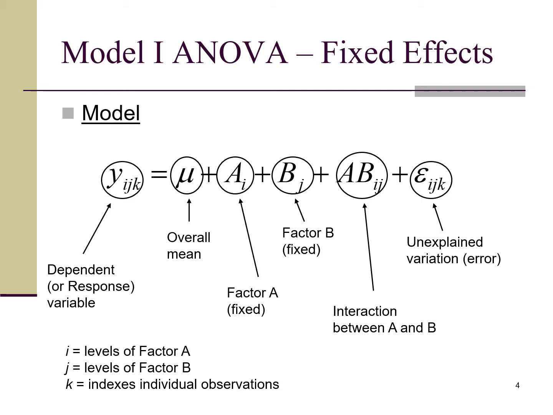We have the factor or the effect of factor A, which is fixed. We have the effect of factor B, also fixed. And then we have a term to represent the interaction between A and B. Then we have the unexplained variation that is going to be left over after we have calculated our factor levels and interactions.